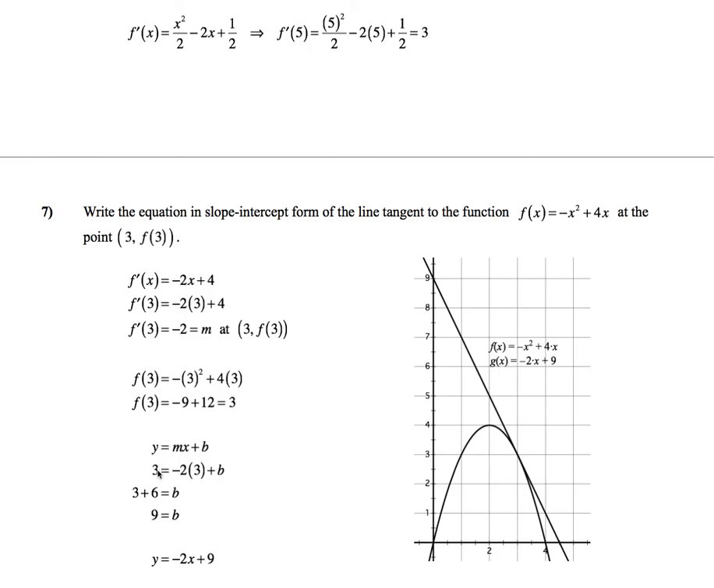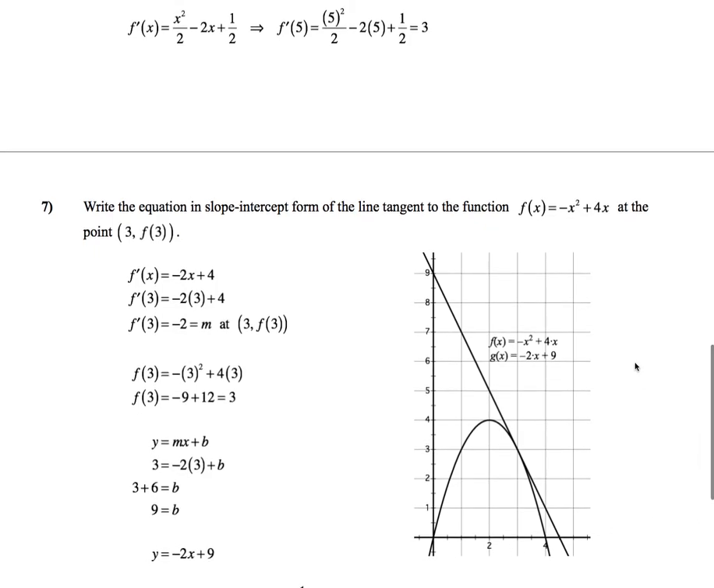And so y is 3, so we substitute that into the slope-intercept form of this equation. Y equals 3, m is negative 2, and x is 3. And so that gives us 3 is equal to negative 6 plus b. You add 6 to both sides. That gives you 3 plus 6 is 9, and that's our y-intercept. So we've got the slope, we've got the y-intercept. So that is the equation of the line tangent to the graph at this point.